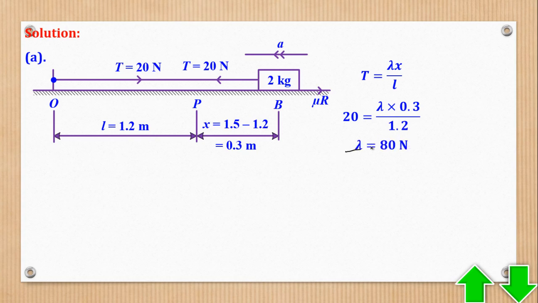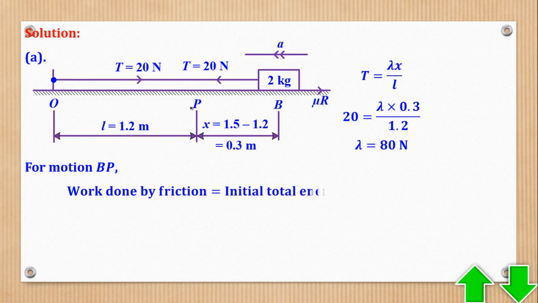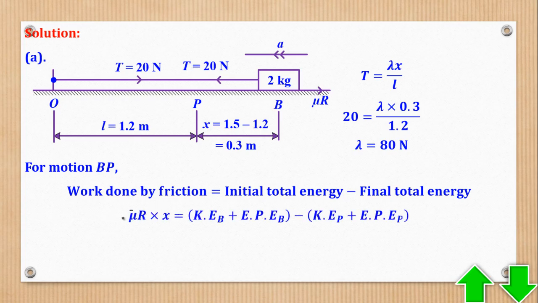You'll come up with modulus of elasticity as 80 newtons. Then from there, for motion BP, for motion from here up to here, we shall use conservation of energy. Conservation of energy means work done against friction is equal to initial total kinetic energy minus final total kinetic energy, because by conservation of energy it would have been the same, initial and final, but because there is friction, some of the energy is wasted. So work done against friction is friction times the distance moved.